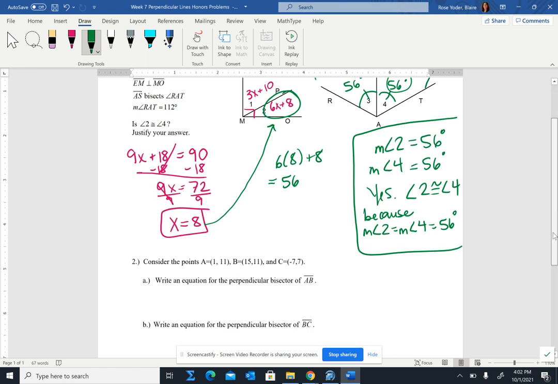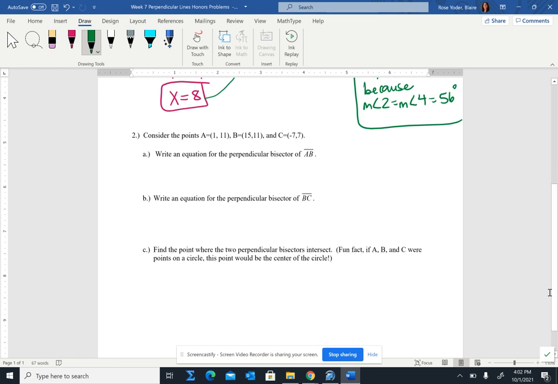All right, let's take a look at the next one. We're talking perpendicular bisectors. So I know that I need the slope and I need the midpoint. So I noticed something funny about A and B, though, is they both have the same y value. What that means, if I draw a quick sketch, I have (1, 11) and (15, 11). It's going to be a horizontal line. So I really only need to find the midpoint.